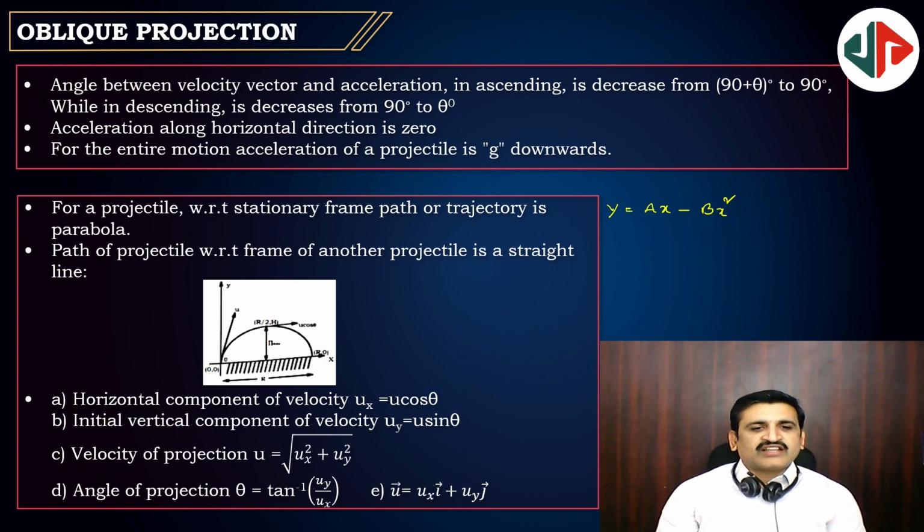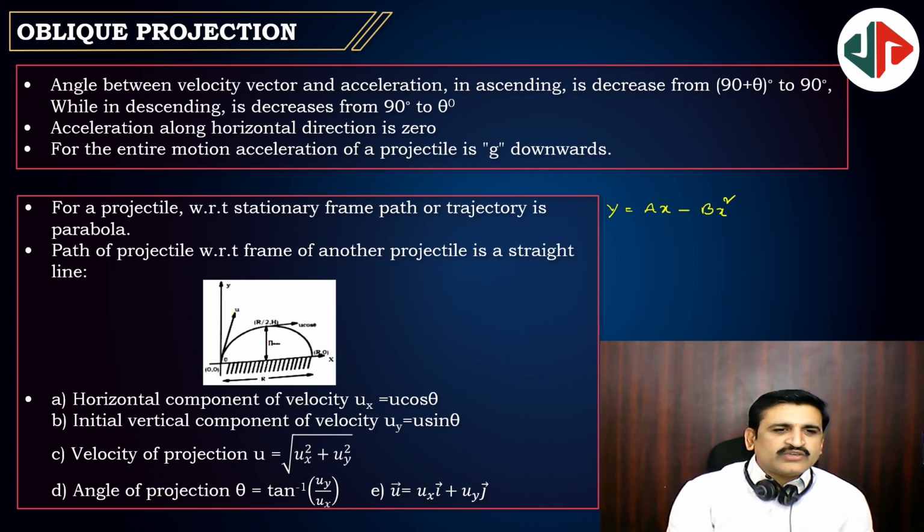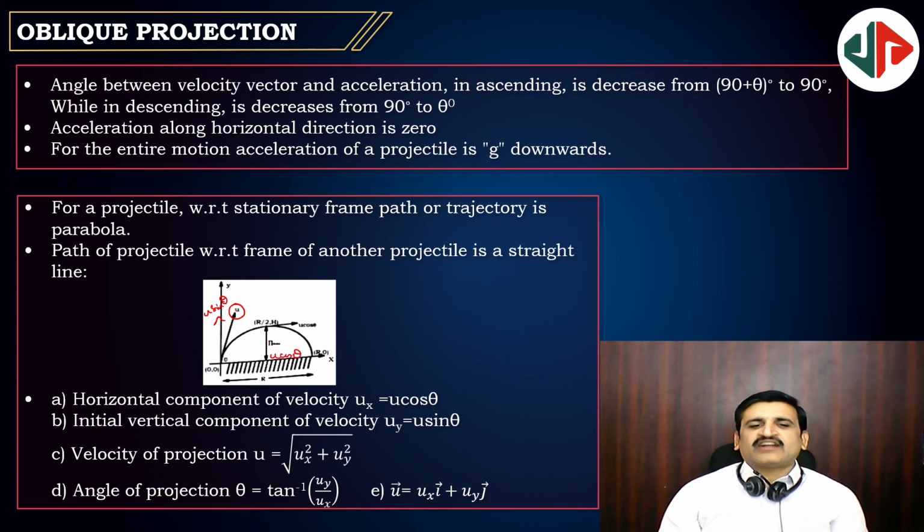Horizontal component of velocity ux is equal to u cos theta. When a body is projected, you know this u can be resolved into two components. This will become u cos theta, the horizontal component, and this is the vertical component, u sin theta. We must be very careful. This is u. This will be u sin theta, the vertical component, and the horizontal component is u cos theta.